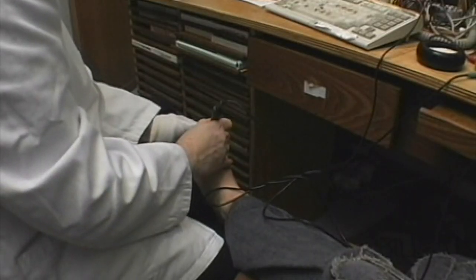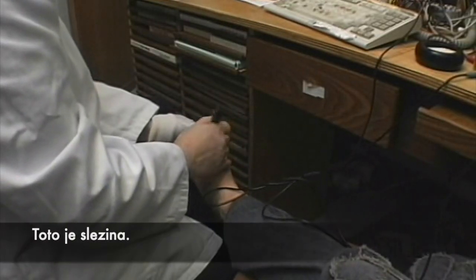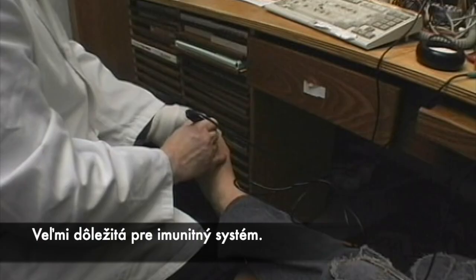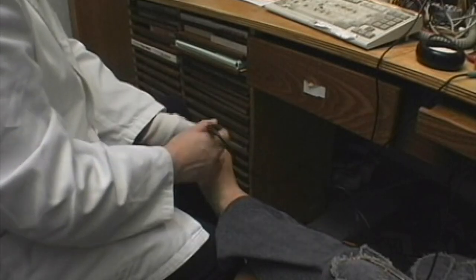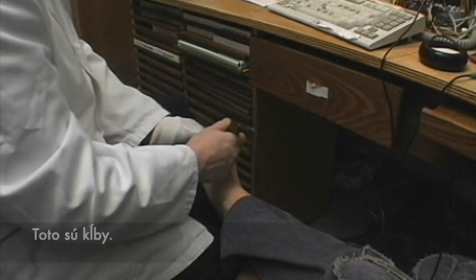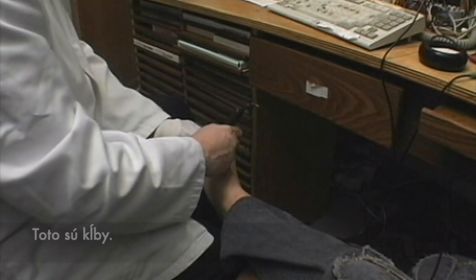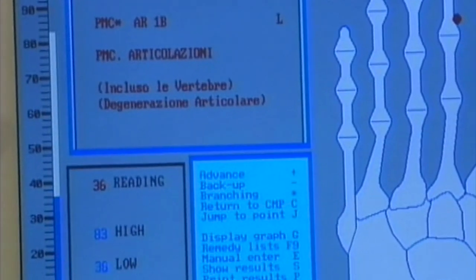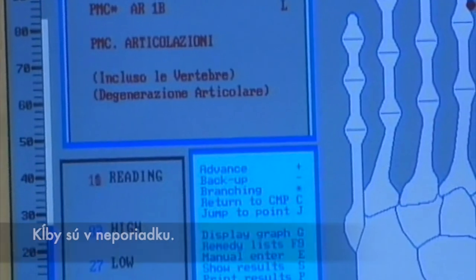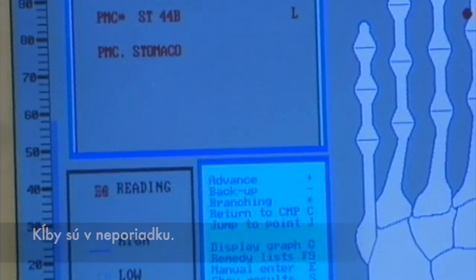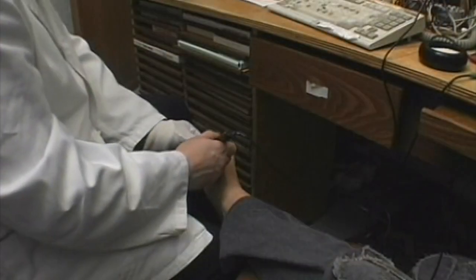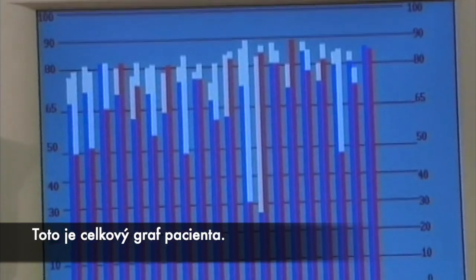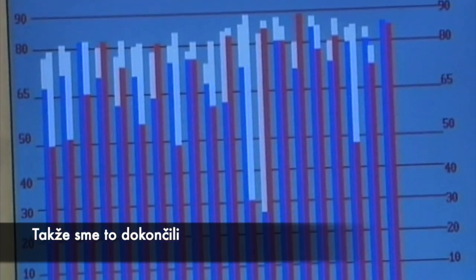Now the other foot. This is the spleen, very important for the immune system. These are the articulations. The articulations are in a mess. The stomach. This is the patient's overall chart. So we have completed it.